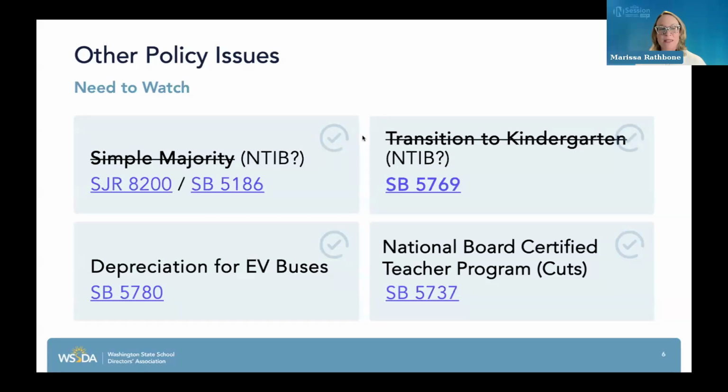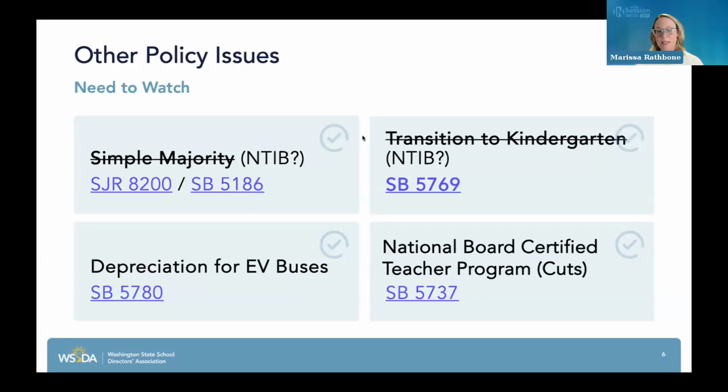Depreciation for EV buses. This is a bill that's being heard today. Electric vehicle, sorry, that's what EV stands for. We are trying to get clarity on whether or not that includes electric vehicle buses that you have already received, or if this would be for buses you receive in the future. So we're still working out the kinks on this one, but we are concerned that if you already accepted a grant where an electric vehicle was granted to you, you should not be on the hook to reimburse the state for depreciation on those buses.